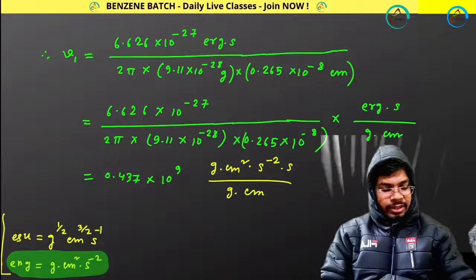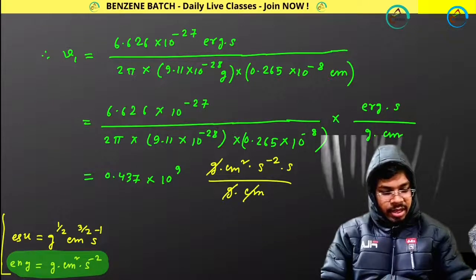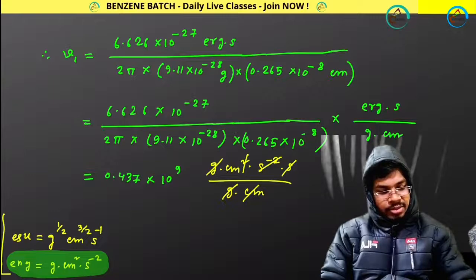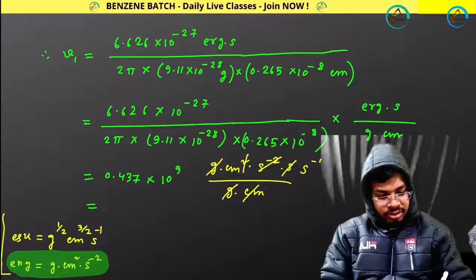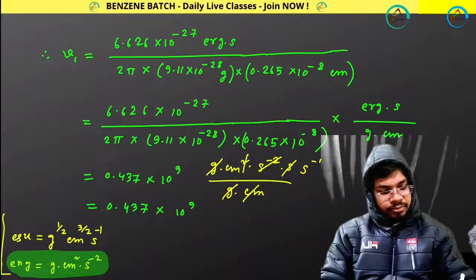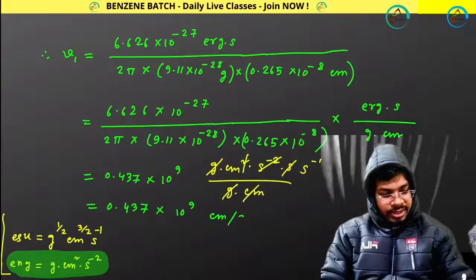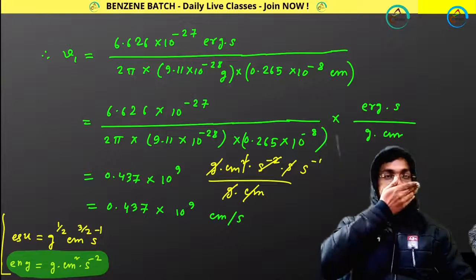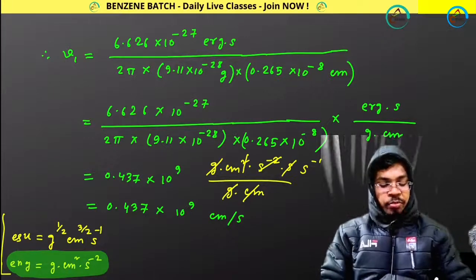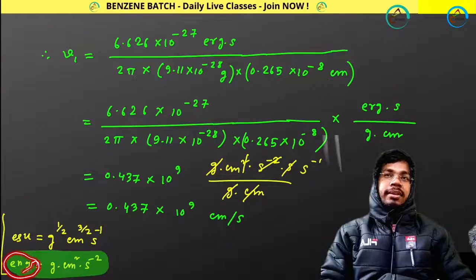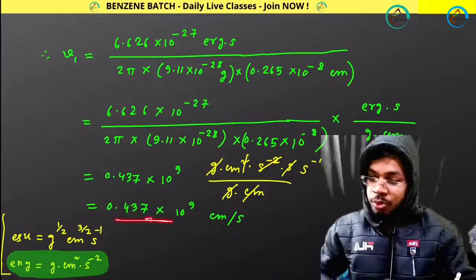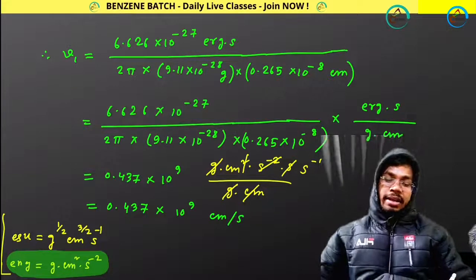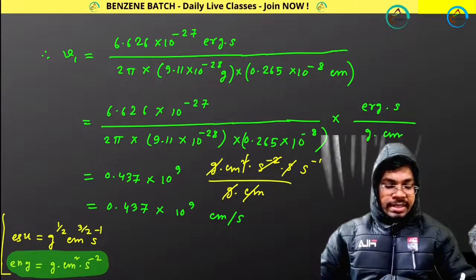So now look at this. Gram will get cut. Centimeter and centimeter square will get cut, and I will be getting minus 1. Therefore your answer will be 0.437 multiplied by 10 to the power 9 centimeter per second. Got it? So please remember this expression, what do you mean by this erg? Just put this value, you will be getting your unit as well. So along with the value, you have to take care of your unit as well. Fine. So that's all about the CGS unit calculation.